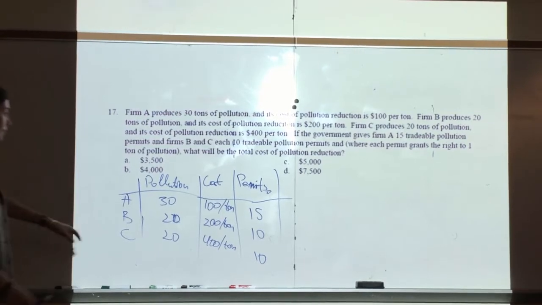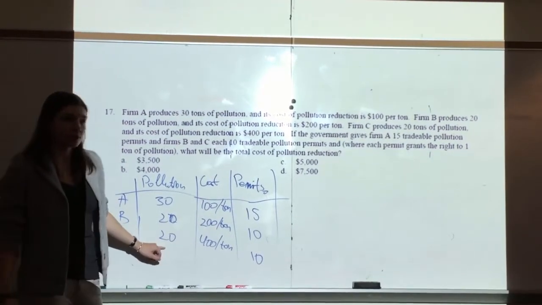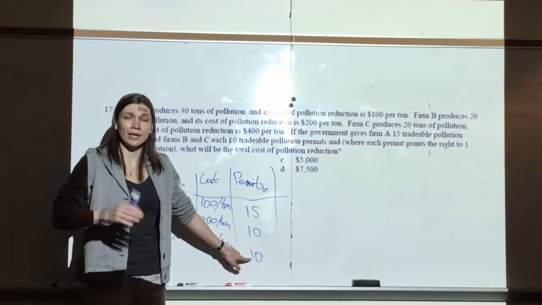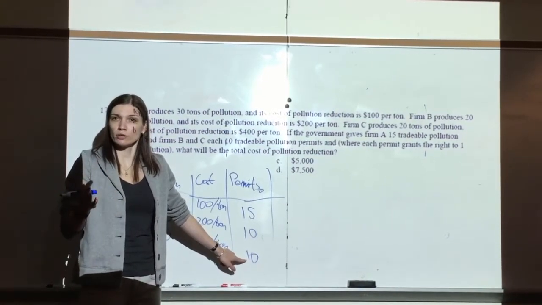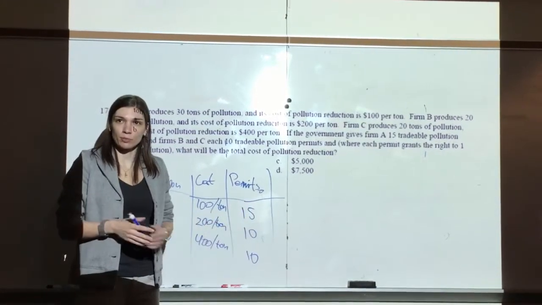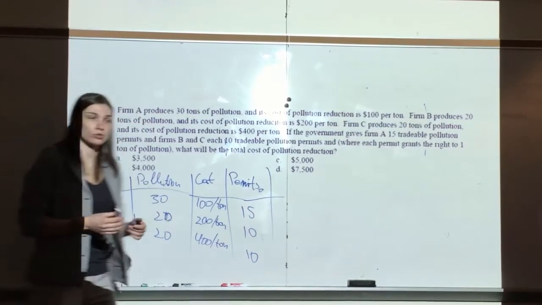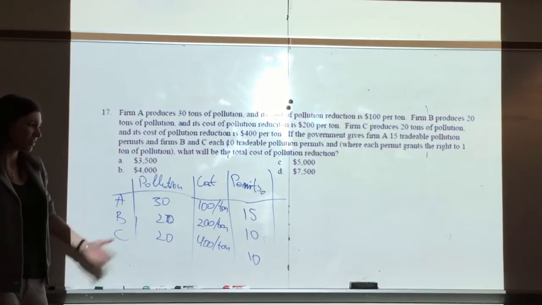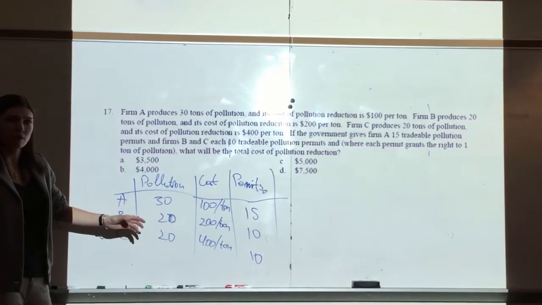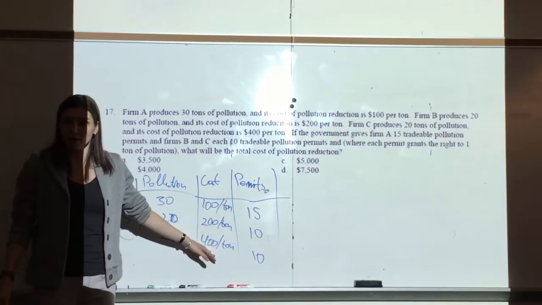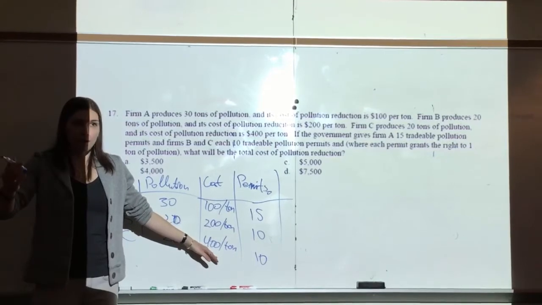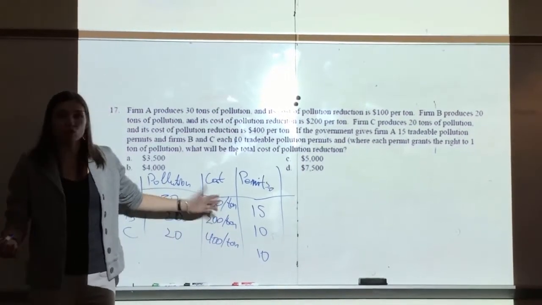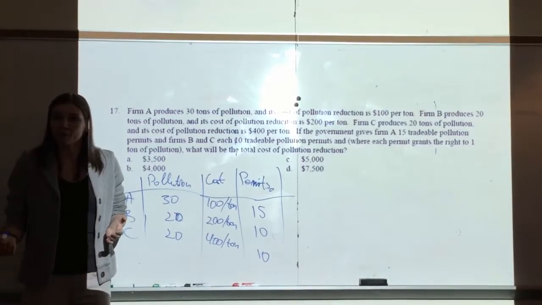Let's start with C. They're polluting 20 units, they have 10 permits, so basically they have to eliminate 10 units. Or they can buy some other permits from the other firms. What are they going to do? It actually doesn't matter where they buy it from, but because their cost is so high, they're willing to pay up to $400 for each of them. And both of those firms are okay with selling at that price, right?